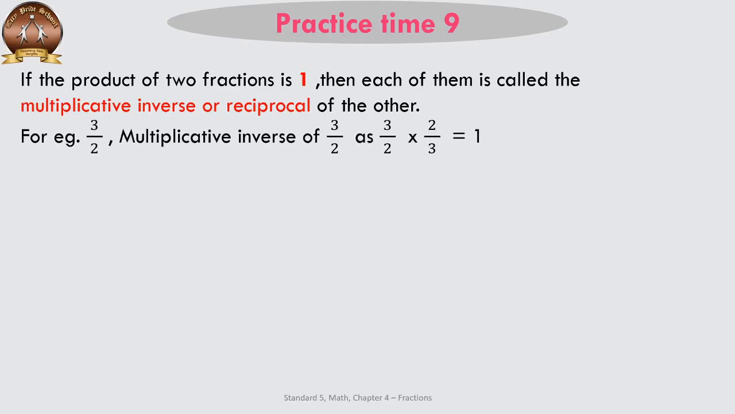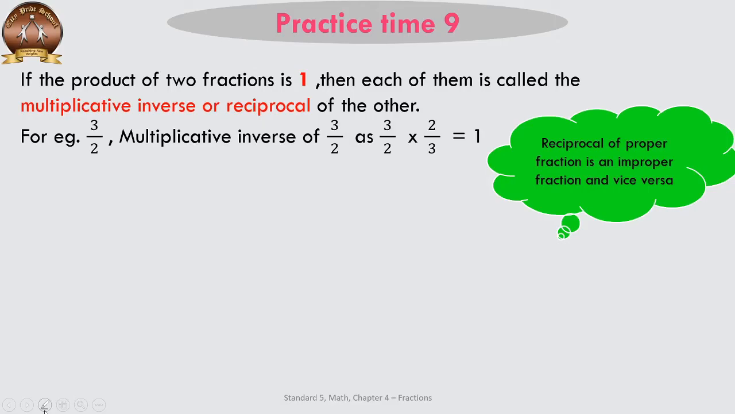For example, the multiplicative inverse of 3 upon 2: 3 upon 2 multiplied by 2 upon 3 gives us a 1. So that means the multiplicative inverse of 3 upon 2 is 2 upon 3, because when they are multiplied together, we get the answer as 1. When the product of the fractions is 1, then we say that they both are reciprocals or multiplicative inverses of each other.